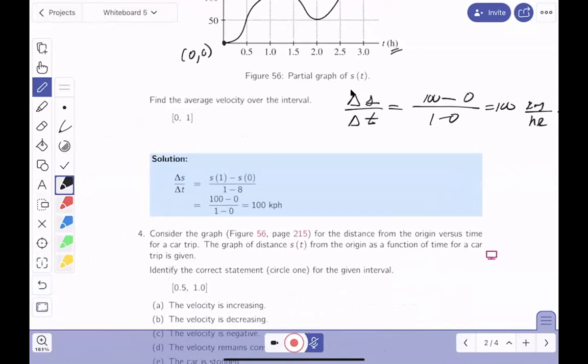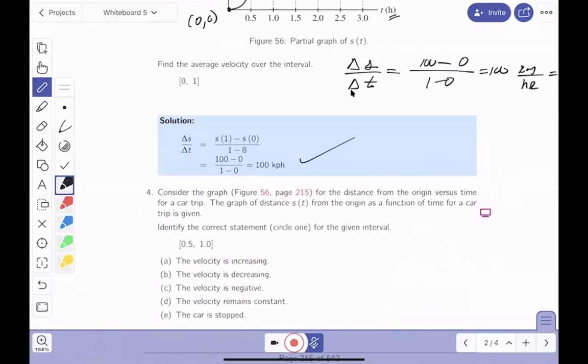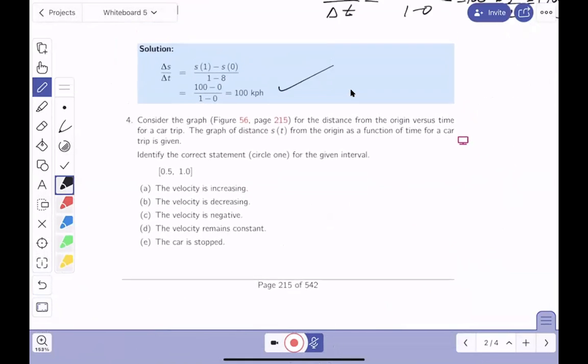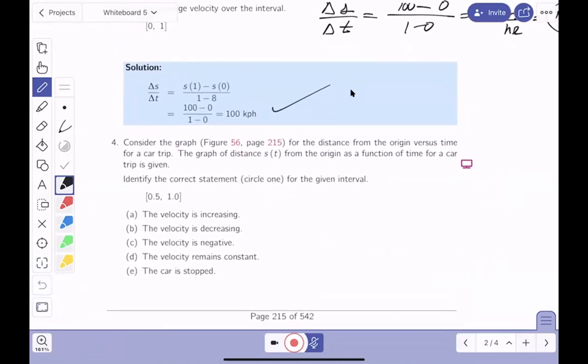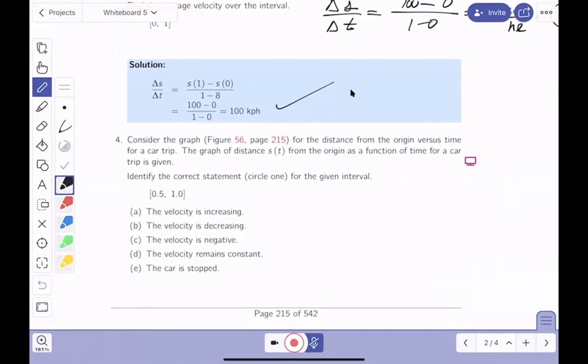Look at the answer. We got that one right. That wasn't so bad. All right, consider the graph. Wow, I guess same graph, for the distance from the origin versus time, the car trip. Yeah, I can see that. The graph's distance s from the origin as a function of time of a car trip is given. I see that. Identify the correct statement for this interval.